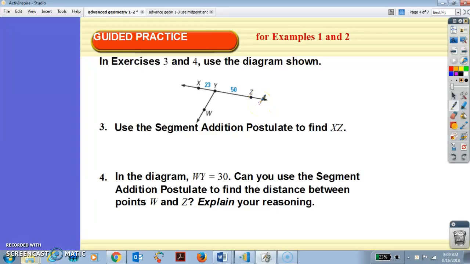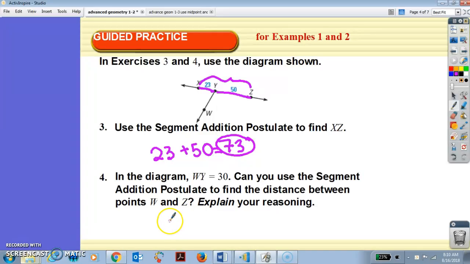In exercises 3 and 4, use the diagram shown. So use the segment addition postulate to find XZ. So we're going to do segment addition postulate. We're going to add this part plus this part equals the whole. Right? Segment XY plus segment YZ equals the whole segment XZ. 23 plus 50? 73. So how do I show my work for that? I would show my work 23 plus 50 equals 73. And that's how I show work.